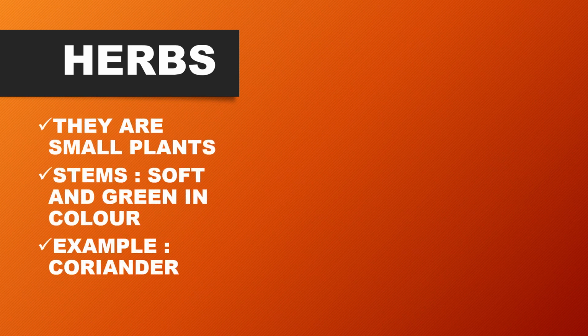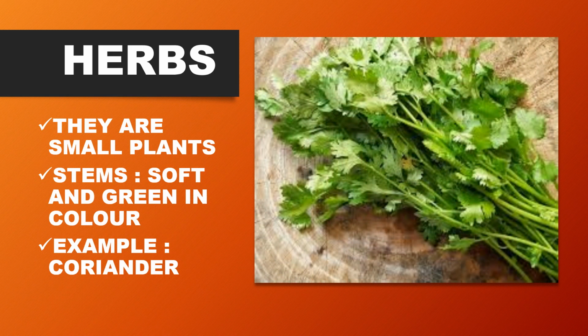Next type of plant is herbs. How will we pronounce it? Herbs. Repeat after me. Herbs. Children, herbs are very small plants and if you see the stem of herbs, it is soft and green in color.